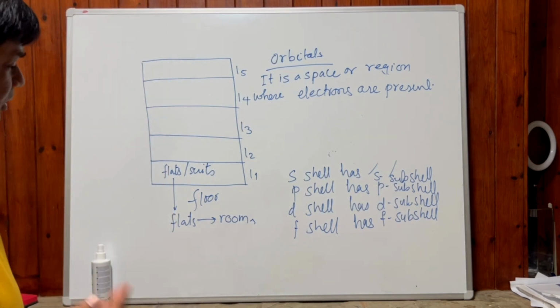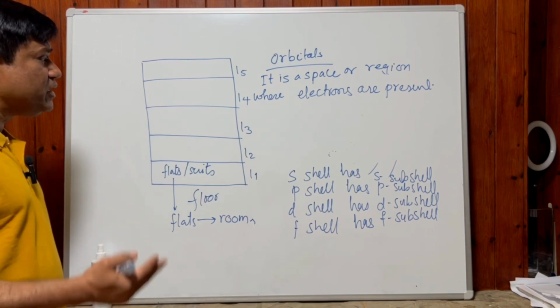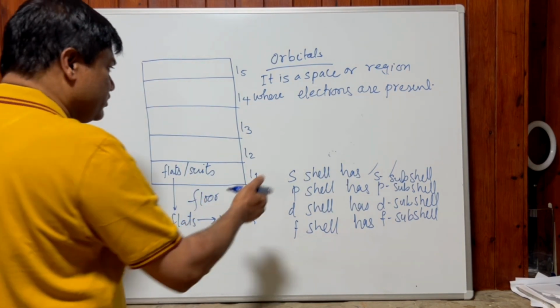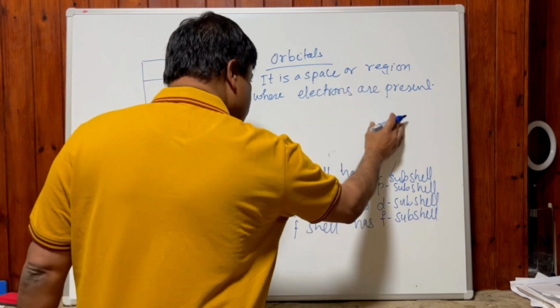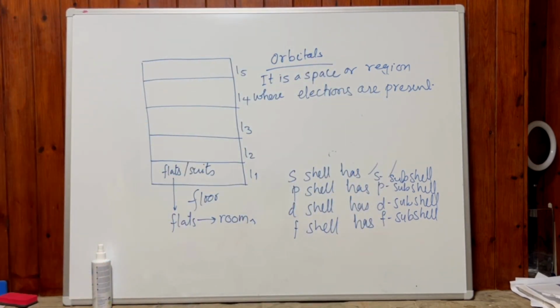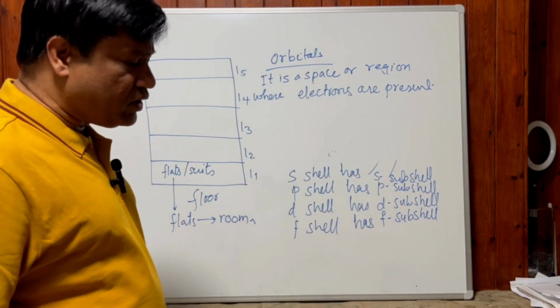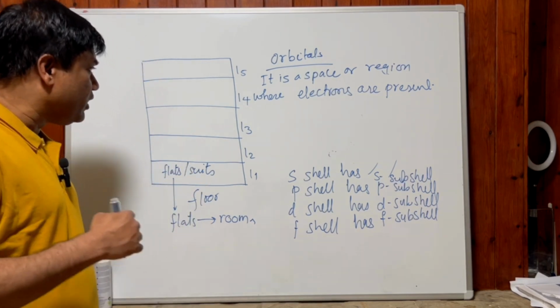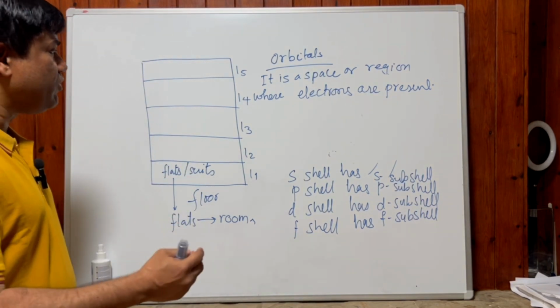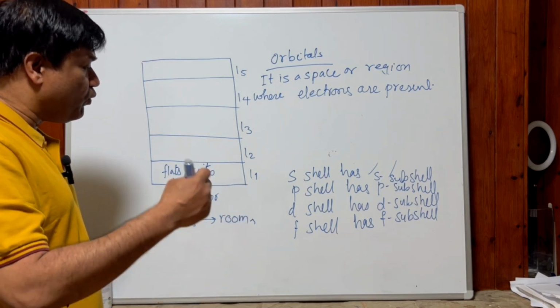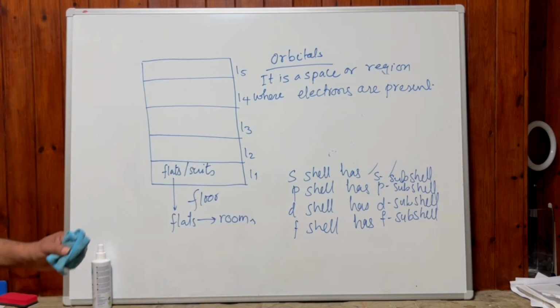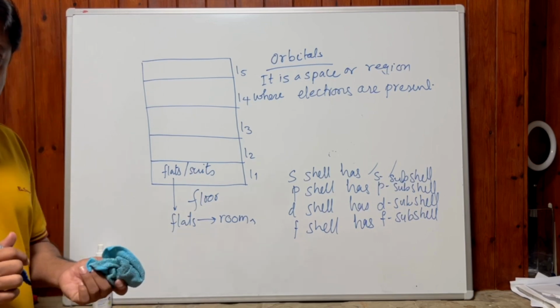Now, inside the rooms, who is present? Inside the rooms, people are present. The people are nothing but the electrons. In the same way, in each orbital, electrons are present. How many electrons are present in one orbital or two orbitals, we will see. And how can we fill the orbitals with the energy level? Okay, can I rub the board?